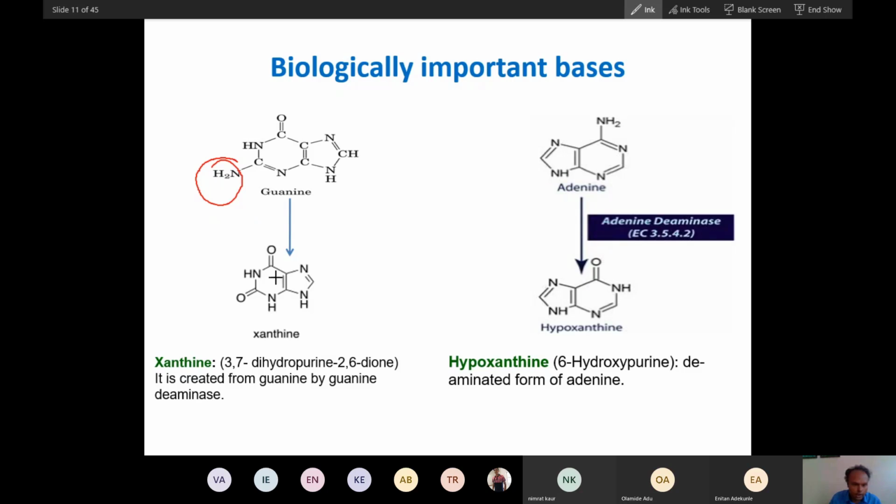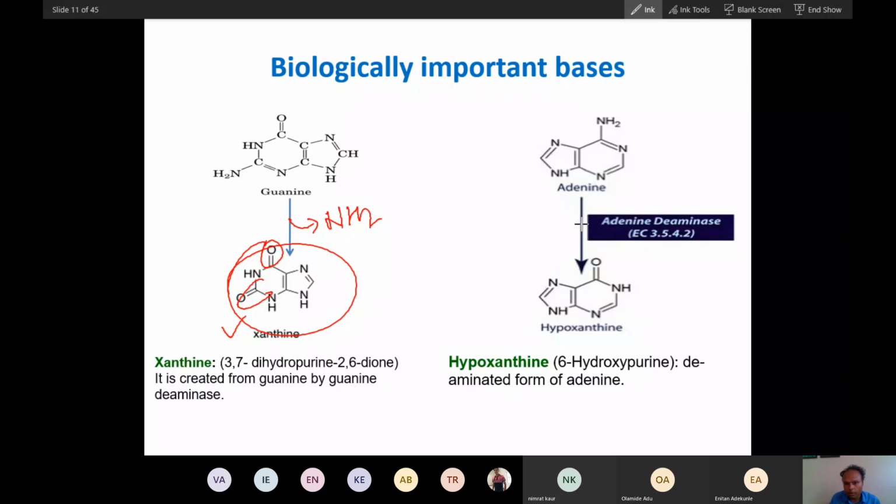Deamination of guanine will result in xanthine. Xanthine has 2 oxo groups. And if you remove the amino group from adenine, it will become hypoxanthine. So hypoxanthine has only 1 oxo group, and xanthine has 2 oxo groups.